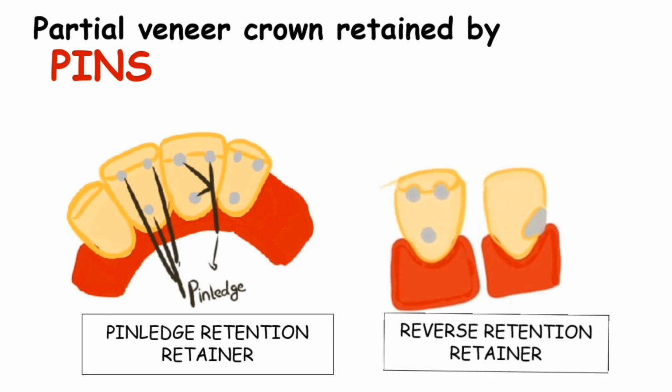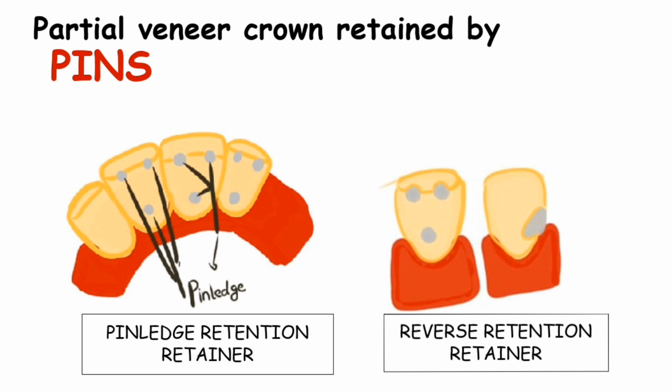The other one is the reverse retention retainer. In the reverse retention retainer, it is also a modified type of 3/4 crown which extends to the labial surface of the tooth. Its retention is derived from the grooves placed at the labial surface. Okay, so now you can easily differentiate the difference between the pin ledge retainer and the reverse retention retainer.